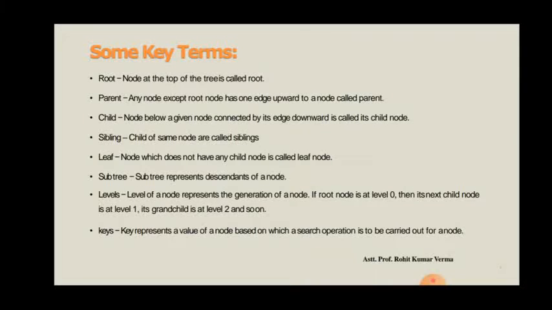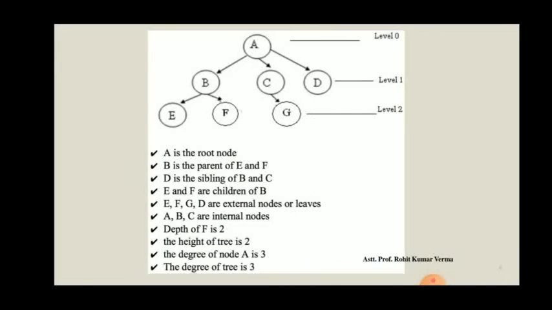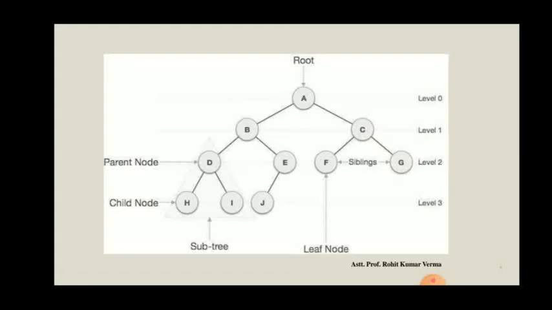Now we have another concept, that is subtree. Dear students, basically what is a subtree? The subtree represents the descendants of a node. Here you can see A is the root of the tree. In this tree we have a left subtree and a right subtree. To make this concept clear, look at this image. We have root node A. For the left subtree, the parent node is B, and for the right subtree, the parent node is C.